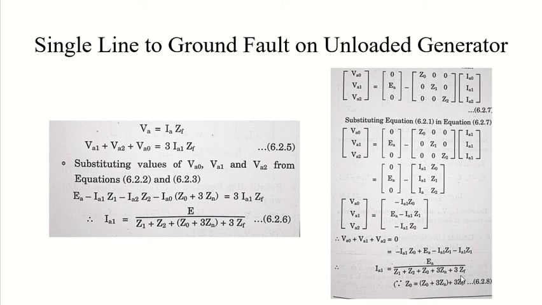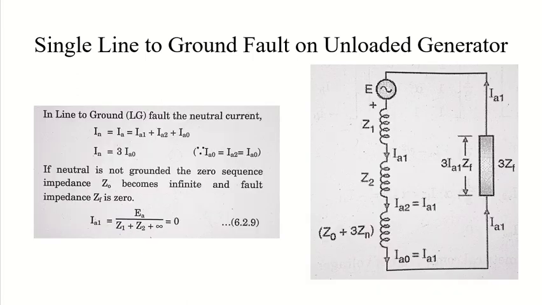And as we know, all three of them are IA1, IA2 and IA0. You need to take the summation of all three of them in a line to ground fault in order to find the value of neutral current. Okay, so you can take the summation of all three of them and you can find the value of neutral current. And because we know that IA1, IA2 and IA0, all three of them are holding the same values, you can write 3 into IA1. So you will simply write it.